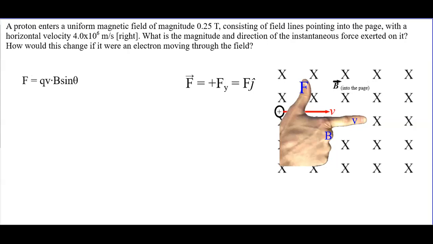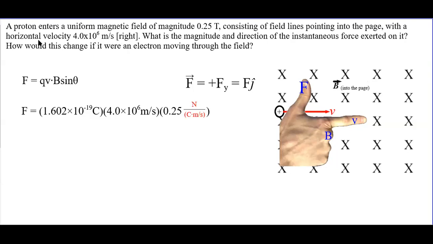Got that down. Next, I'll calculate the force. Since my velocity vector and my magnetic field are perpendicular to each other, with my velocity in the x direction and my magnetic field in the negative z direction, sine of 90 degrees is 1. So I'm just going to ignore that sine theta from this point on and just multiply all those variables.